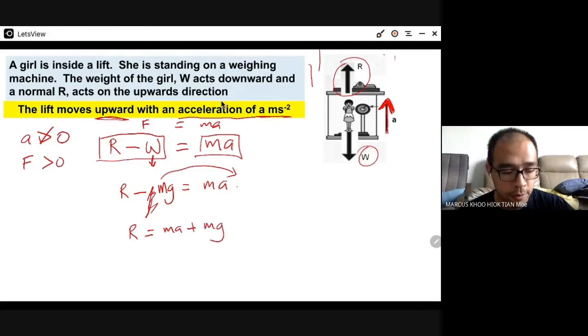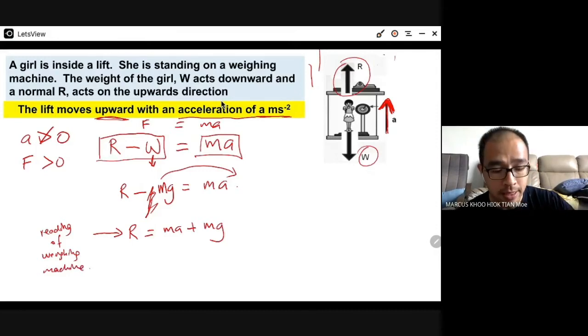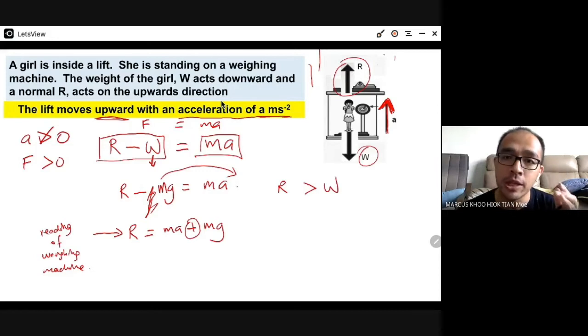Okay. And if you remember from what I said earlier, R represents the reading of weighing machine. And so we find that since there is a plus, the ma plus the mg, the reading of the weighing machine, R, is going to be actually more than W. The reading of the weighing machine is going to be bigger than the weight of the girl itself.